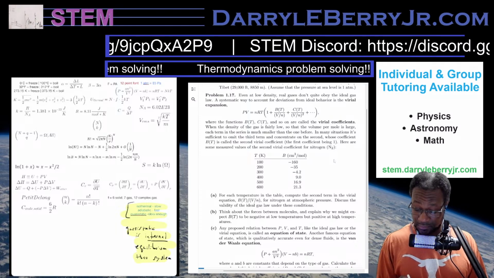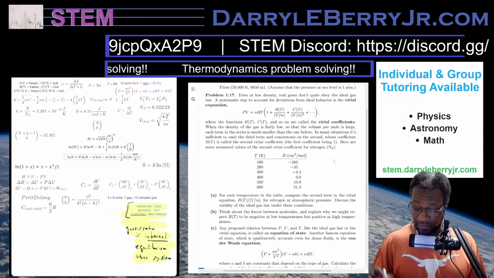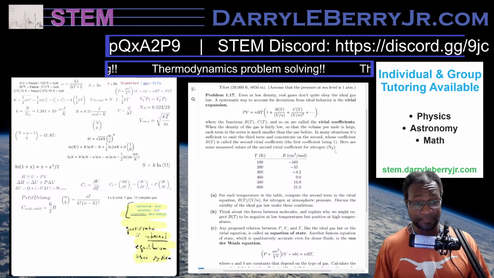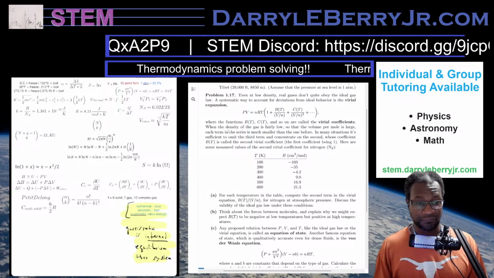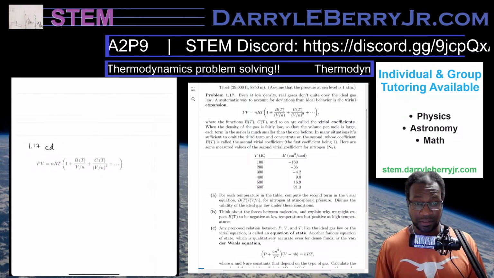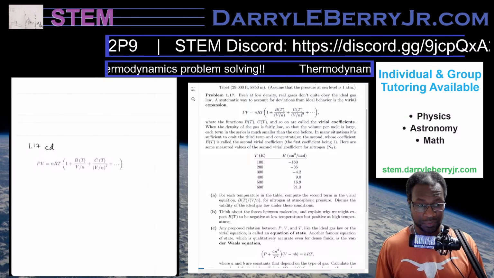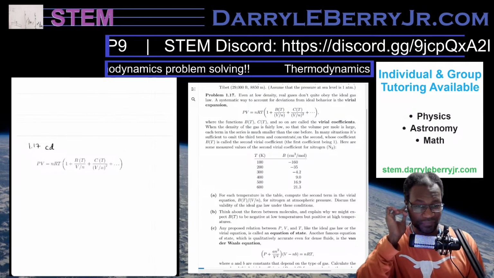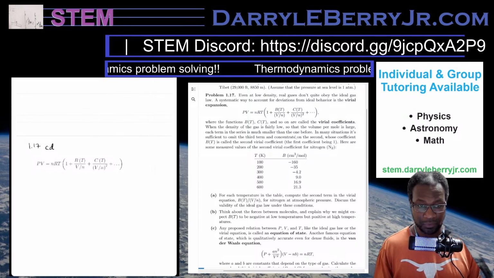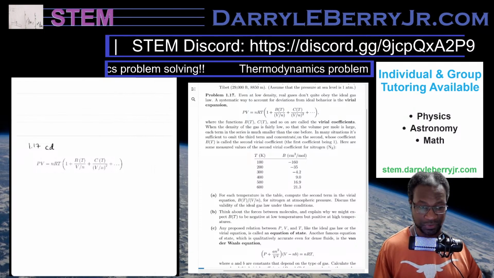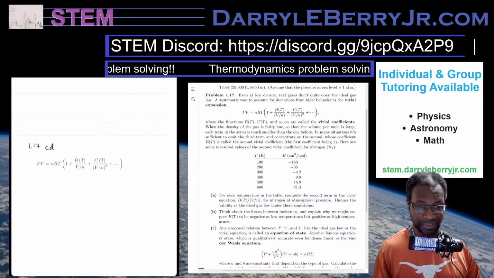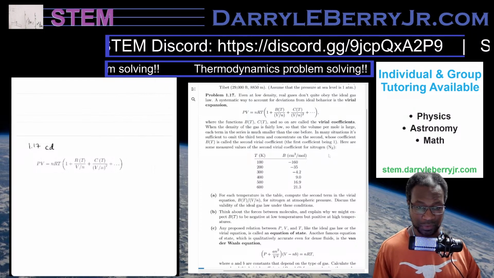This is the expansion of that, at least the logarithm of that, right? Where the functions B(T), C, and so on are called the virial coefficients. When the density of the gas is fairly low, so that the volume per mole is large, each term in a series is much smaller than the one before. In many situations, it's sufficient to omit the third and concentrate on the second, whose coefficient B(T) is called the second virial coefficient. First coefficient being 1.